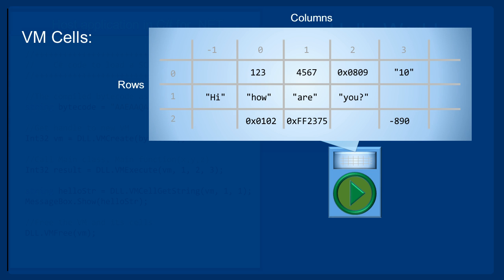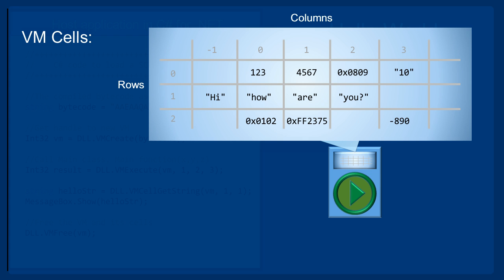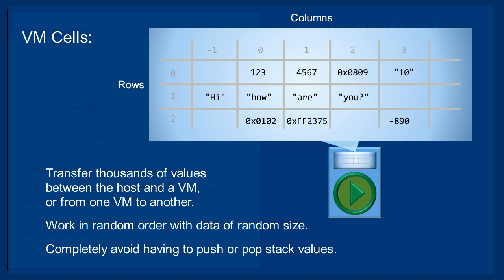Please note, each VM has a memory area called VM cells. Working with these is analogous to using the cells of a spreadsheet. Each cell is identified by a row and a column number. VM cells can contain strings, integers, or byte arrays. It is possible to transfer thousands of values back and forth between the host and the virtual machine, or from one VM to another. VM cells can be used in random order and for data tables and values of random size. You completely avoid having to push and pop stack values.